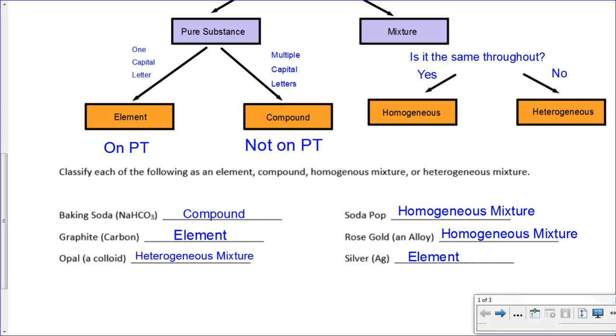Rose gold is an alloy. All alloys are homogeneous mixtures. You should just memorize that again. Silver, it says Ag. That's got a formula. It's also on the periodic table, so that makes it an element. The formula only has one capital letter, so that confirms it's an element.